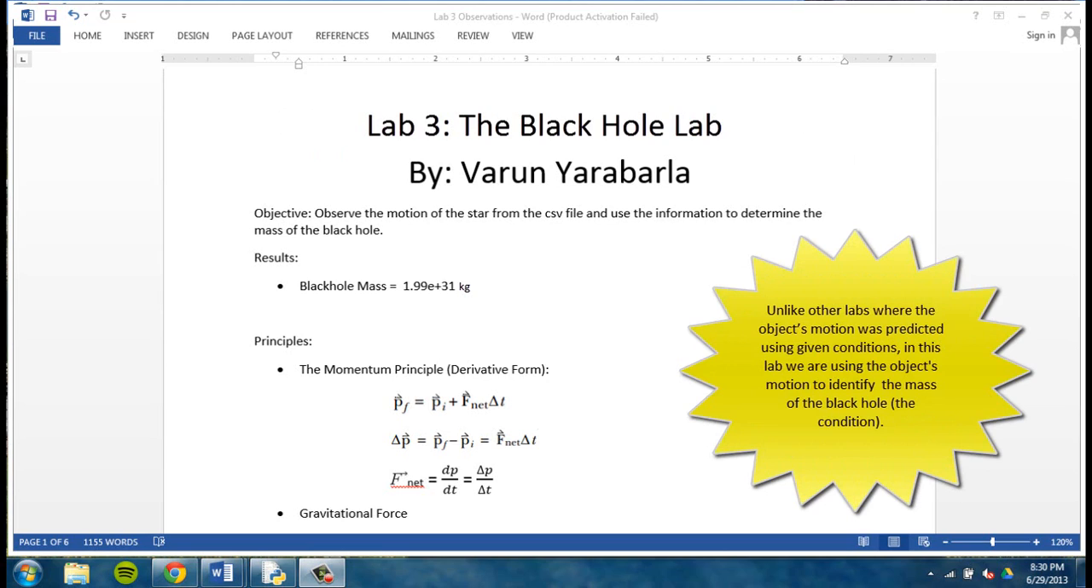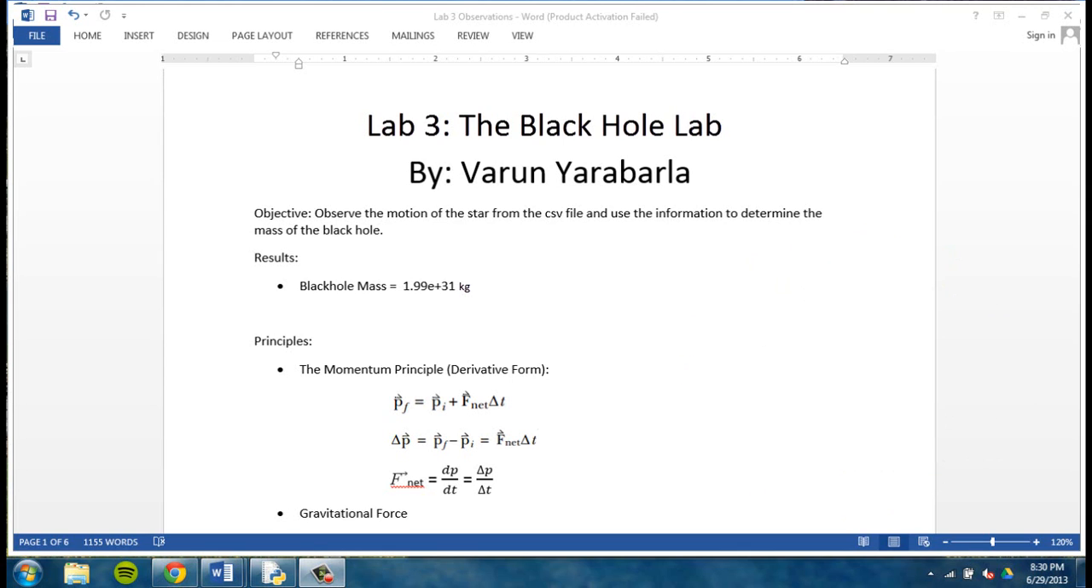The motion of the star was analyzed and modeled through VIDLE using a CSV file that was provided. Through the application of Newton's gravitational force principle and using the connections between the different Fnet components and the change in momentum components, the mass of the black hole was determined to be 1.99 times 10 to the 31 kilograms.